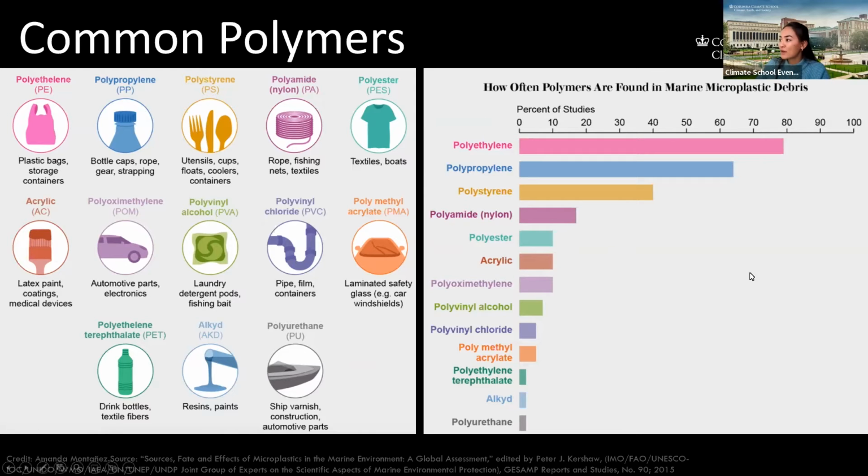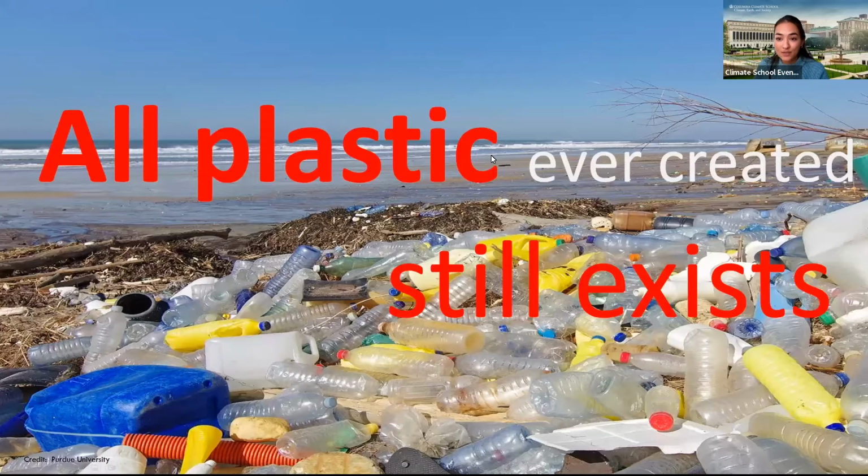And you can see on the graph on the right, it just shows that the most created plastic polymers are also the ones that are the most commonly found in microplastic debris in the marine environment. So these plastic polymers, yes, have made our lives so convenient, and we use them all the time. If you look around you, you probably see a variety of plastic products right in front of you. I certainly do. But the problem with plastic is when we're using them as single-use products, they do not biodegrade.